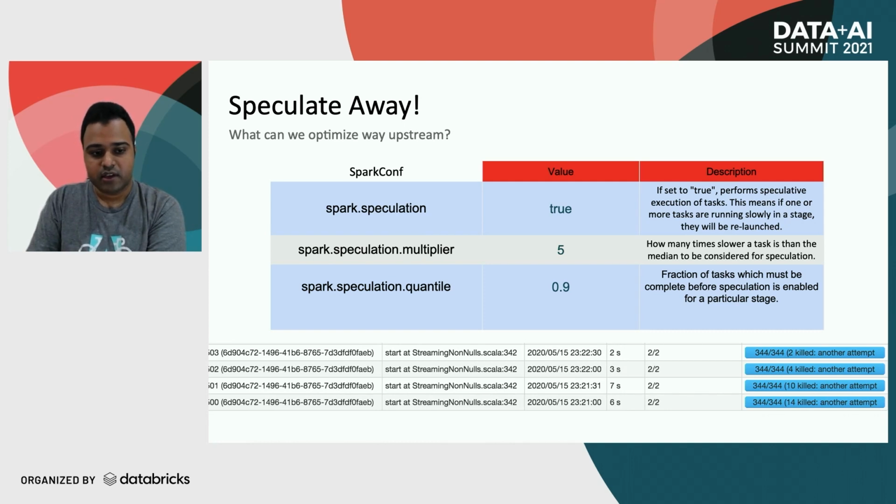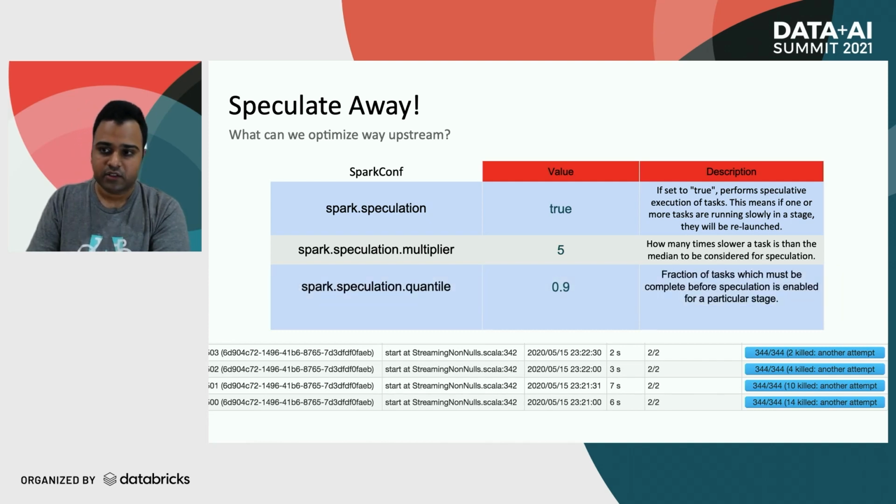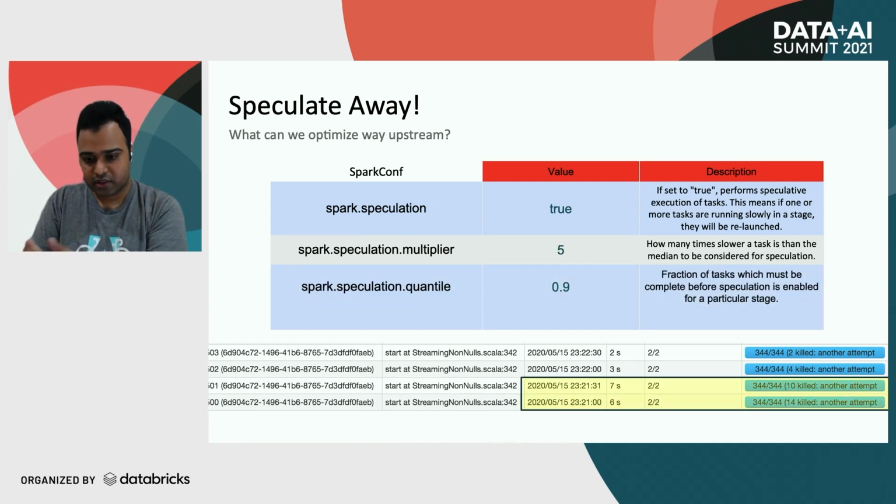And what you will see is one important parameter is the speculation quantile. This tells you what fraction of tasks must be completed before speculation is enabled. So 0.9 means at least 90% of the tasks for a given stage have to be completed before speculative execution can be triggered. So we can see here that 10 tasks were probably spun up and then they got killed because the other ones ended. But the main takeaway is we're trying to make sure that the time is not going multiple standard deviations away from the average time taken by the tasks.